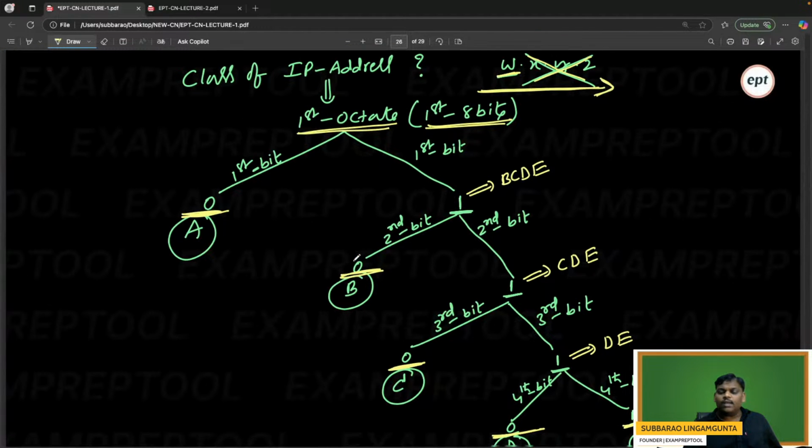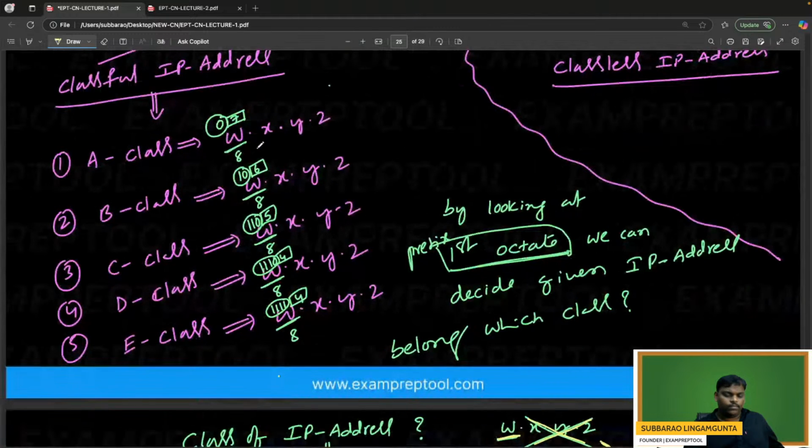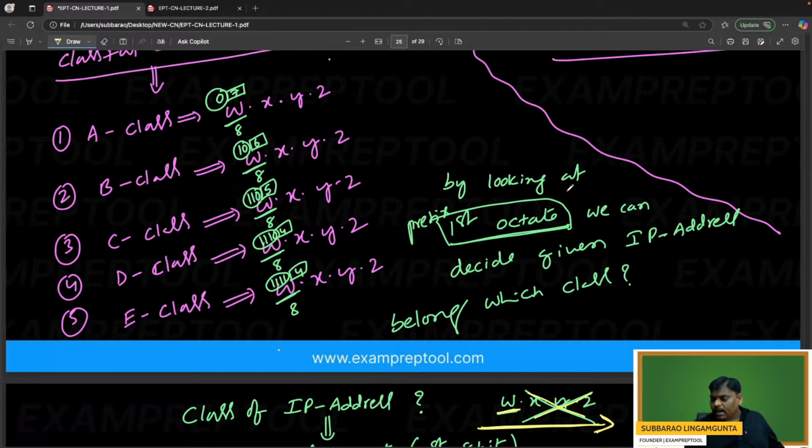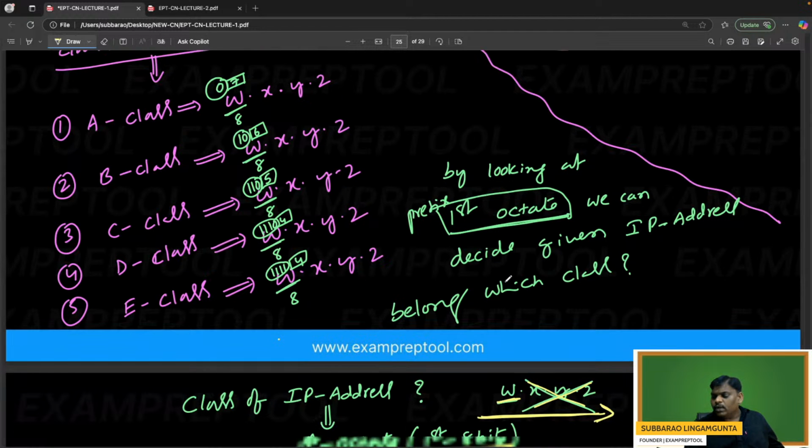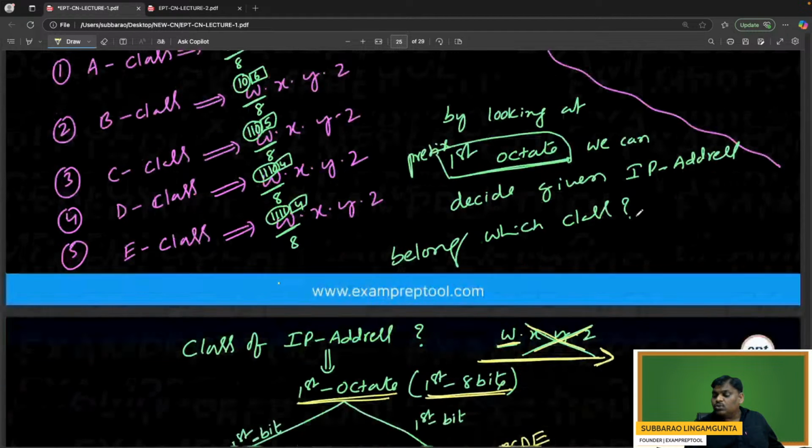What is class? Right? Class of an IP address. First of all, how many classes are there? 5. And one more thing: by looking at which octet can you decide which class it belongs to? By looking at the prefix, or by looking at the first octet, we can decide which class the given IP address belongs to.